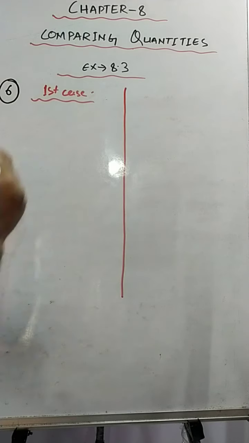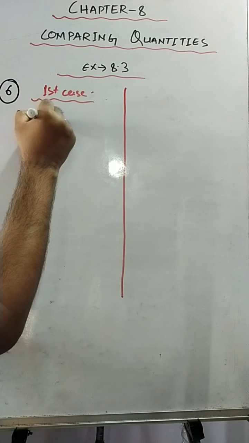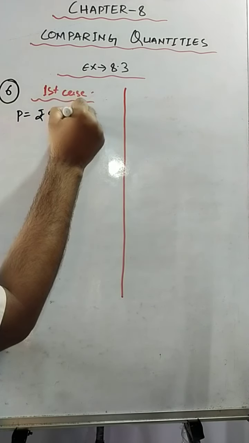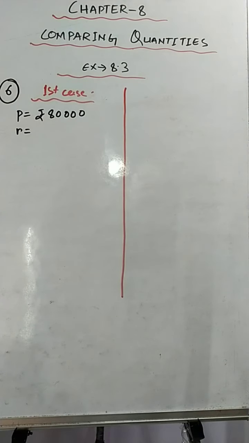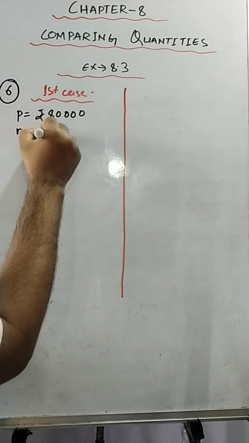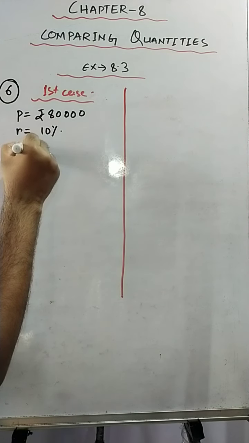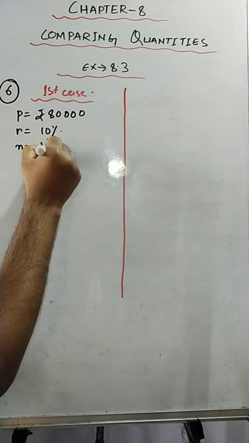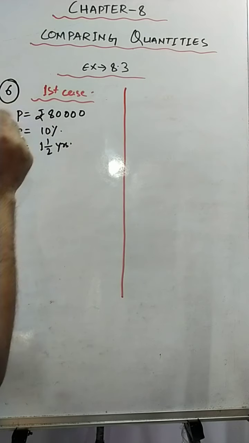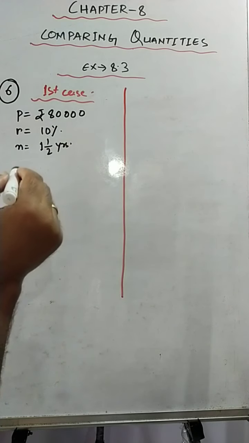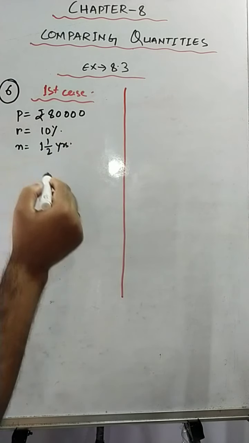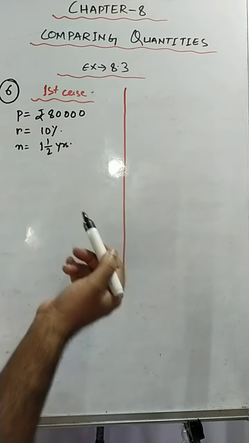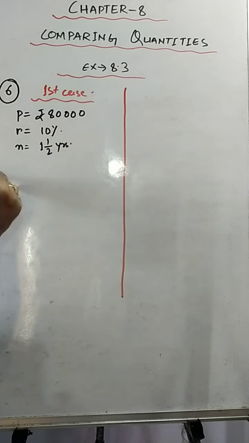Okay, so the principal is what? Rupees 80,000. Rate of interest is given 10% and n is given 1.5 years. Now as we will calculate it compounded annually, we will not change this, as we have discussed in our previous videos also. So what will be the formula then?